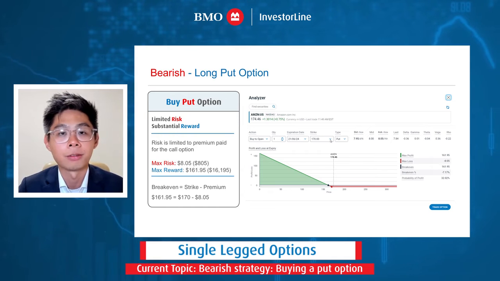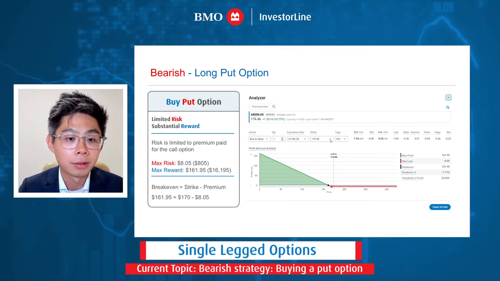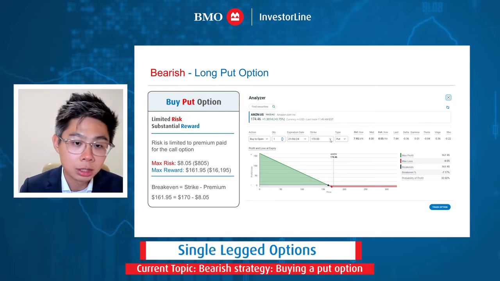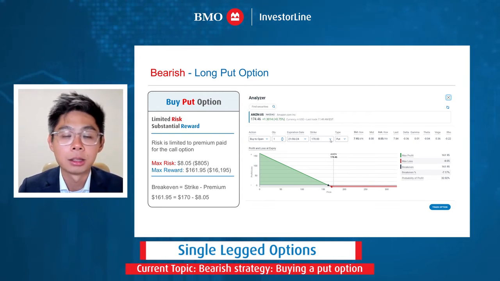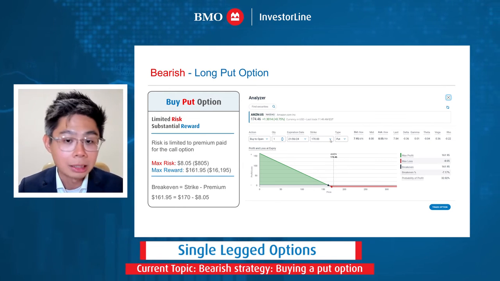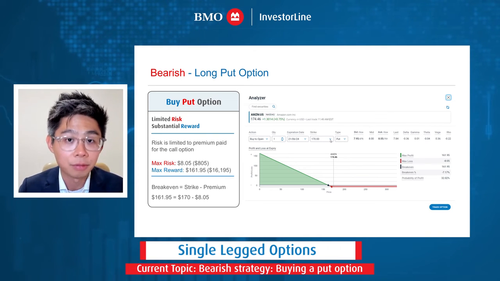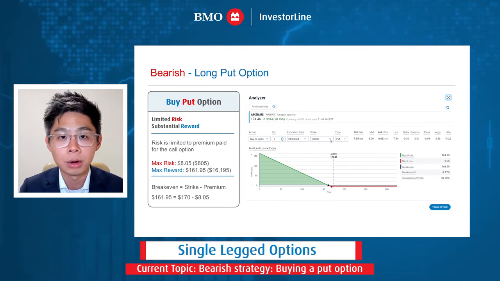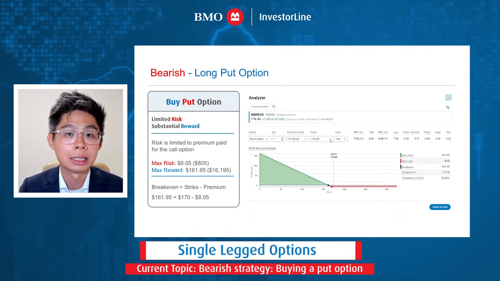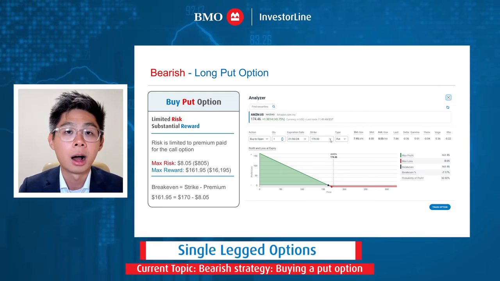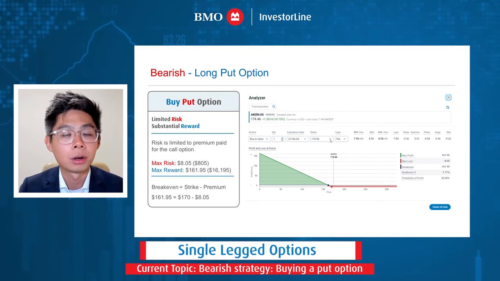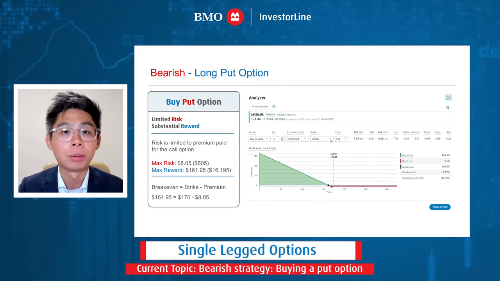So let's look at an example here of Amazon trading at around 175. And we're looking at buying a 170 put option, a put option that's just slightly out of the money. And we're paying, in this particular case, $8.05 for that put option, which means my risk is limited to $8.05 or $805 per contract. And it gives me substantial reward to the downside. In this particular case, $161.95 per share, or $16,195 worth of maximum reward.